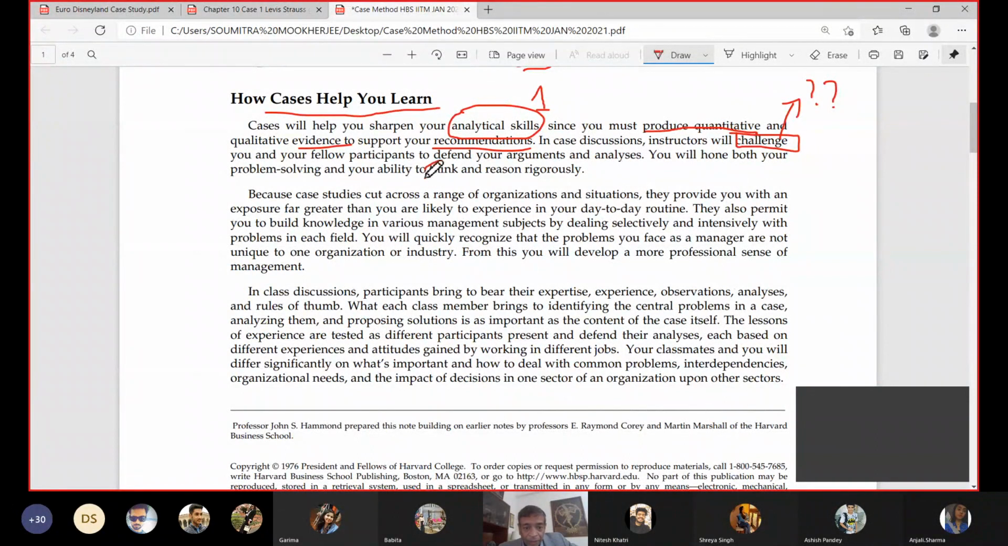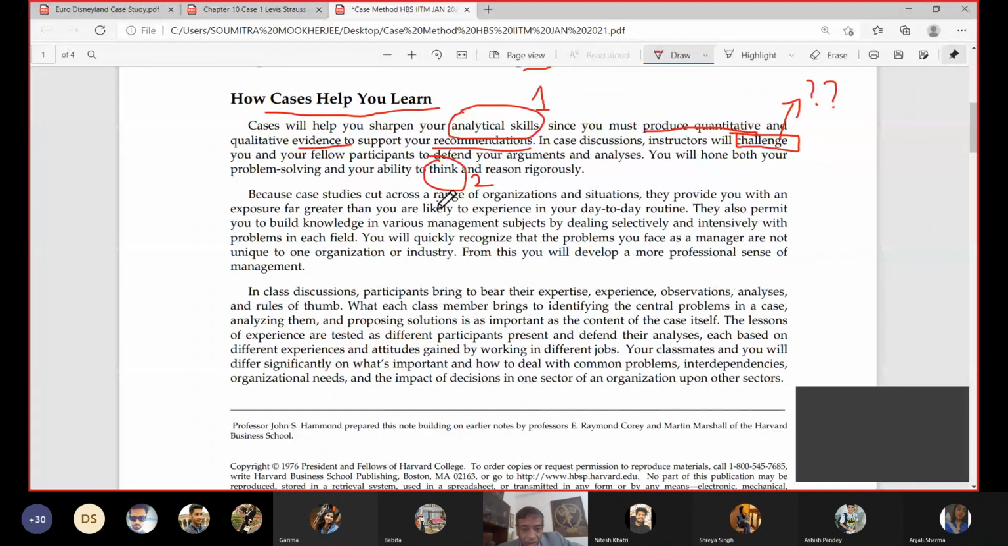So, A, you're thinking better, as I told you. B, you're analyzing better and you're presenting it. And instructors, make sure you can overcome the objections. Whatever you're presenting, make sure you have justification for that. Because if the instructor raises any questions or challenges your assumptions, make sure you're able to give concrete answers.